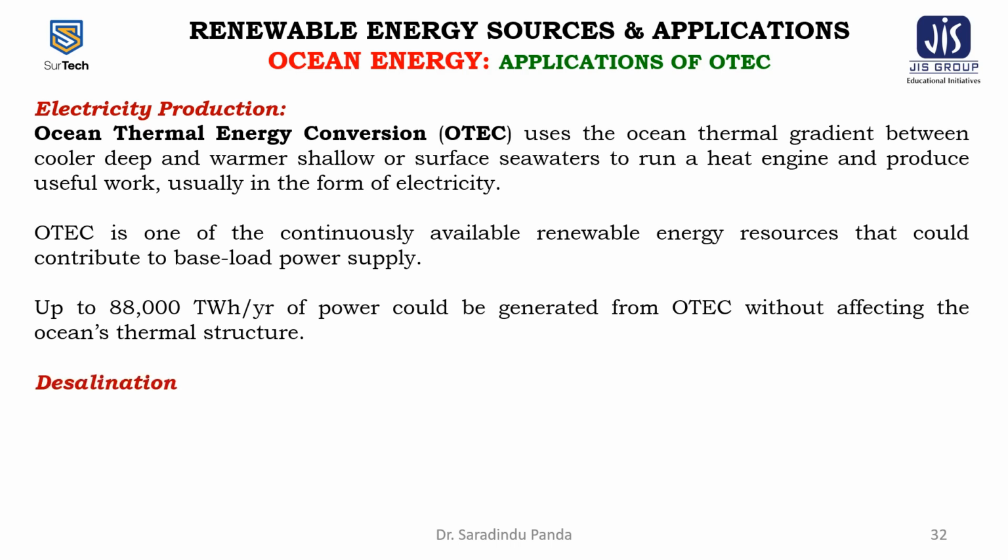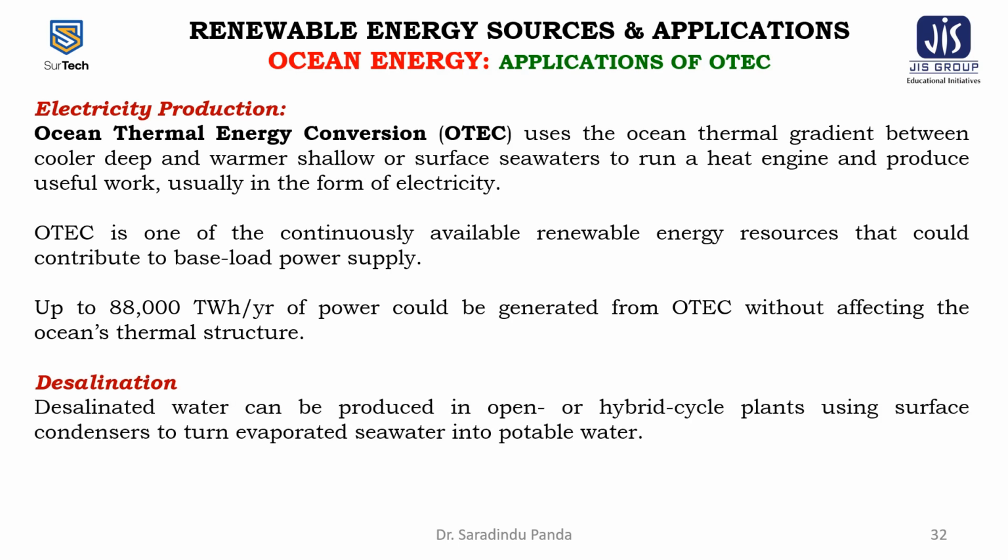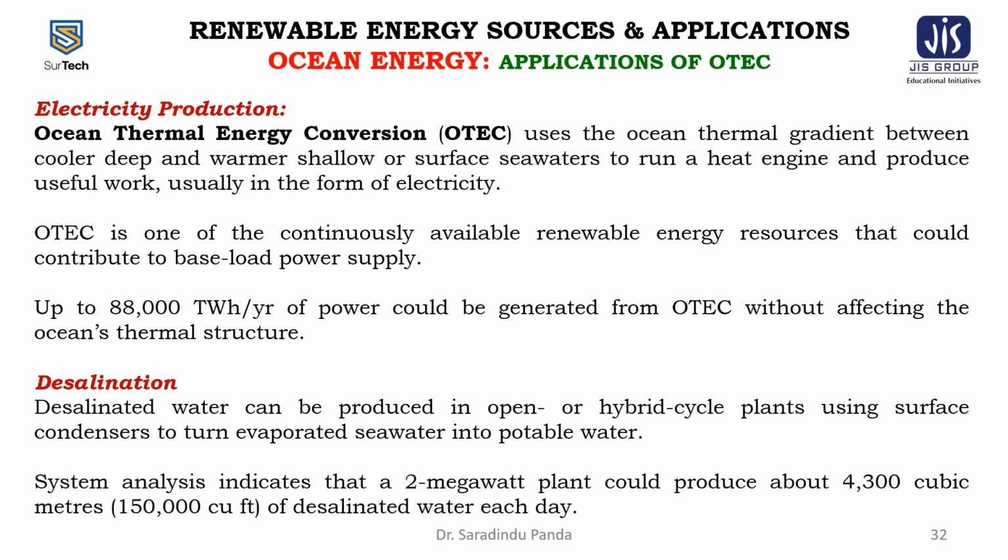The second application is desalination. Desalinated water can be produced in open or hybrid cycle plants using surface condensers to turn the evaporated seawater into potable water. System analysis indicates that a 2 megawatt plant could produce about 4,300 cubic meters of desalinated water each day.